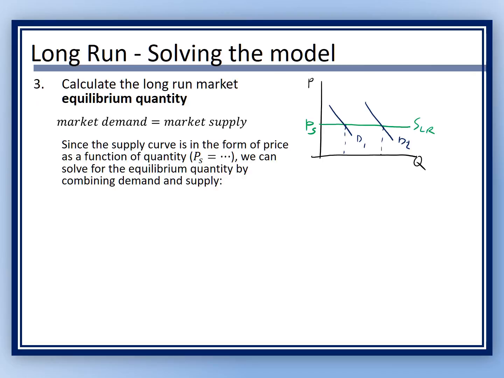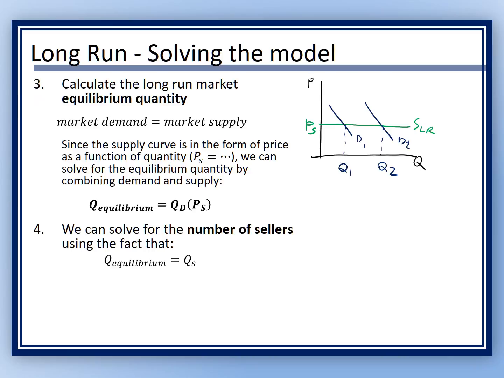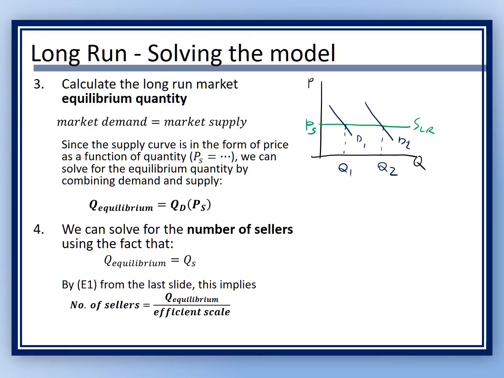You're always looking at the same price, and you determine how much the quantity demanded is going to be, and from there you can calculate how much each seller has to produce to fulfill this demand. How many sellers do we need to fulfill this demand? You just plug the price into the demand curve. You can solve for the number of sellers by dividing the overall quantity supplied by the efficient scale. Okay.